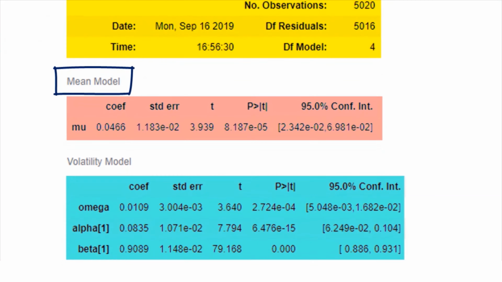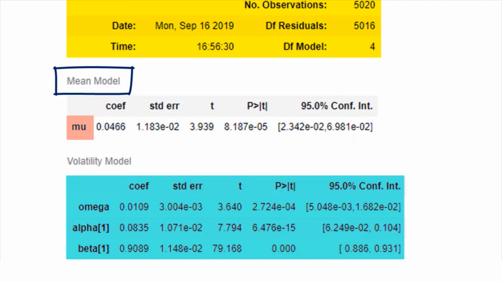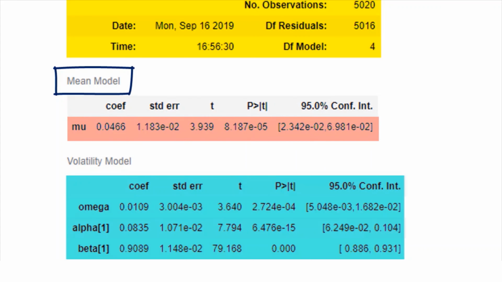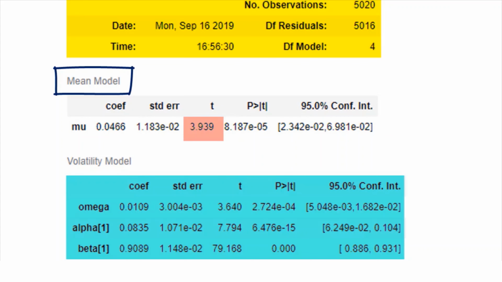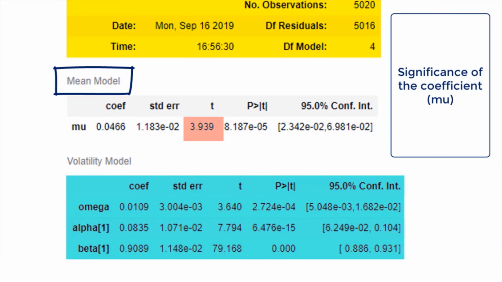It's time to move to the mean model part of the table. What we see there is a single variable, mu, and its characteristics. This mu is the same as the one we had in our initial equation, and since we saw this as a constant mean model, we expect only a single constant coefficient to be determined for this equation. Furthermore, the large t value suggests significance of the coefficient, so we know the mean isn't 0.